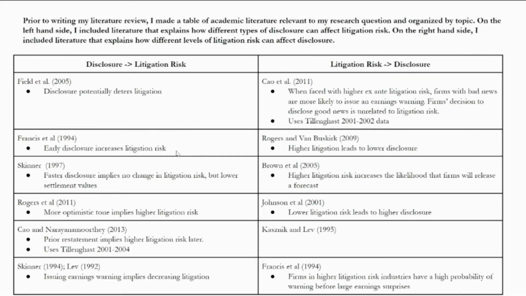Prior to writing my literature review, I made a table of academic literature relevant to my research question and organized it by topic. On the left-hand side, I included literature that explains how different types of disclosure can affect litigation risk. On the right-hand side, I included literature that explains how different levels of litigation risk can affect disclosure. These are 6 different papers that describe how changes in litigation risk affect disclosure, and this is 6 different papers that describe how different types of disclosure affect litigation risk. And so I effectively grouped the literature by topic.